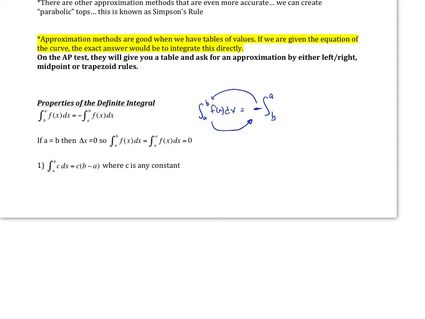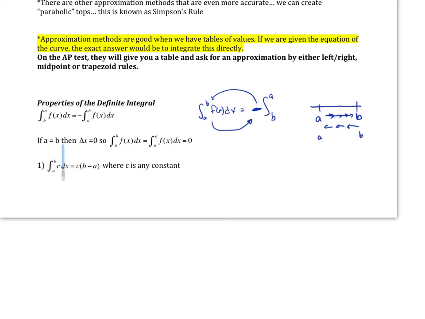Here's how I relate it. If you're moving from a to b on an axis, you're going in this direction. Well, if you flip it and go the opposite direction from b to a, that's where the negative takes into account. So it's the opposite direction, we put a negative.